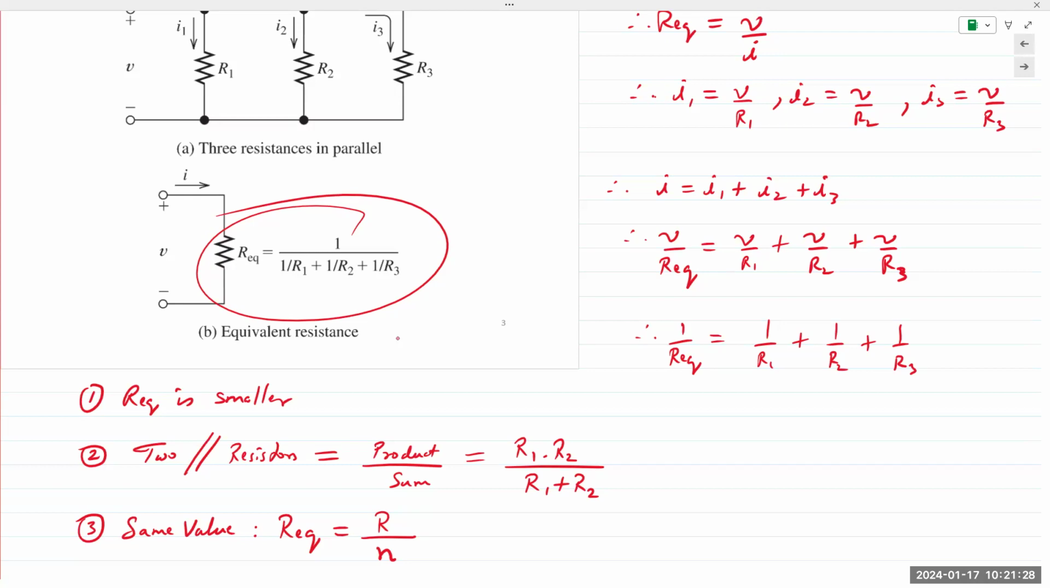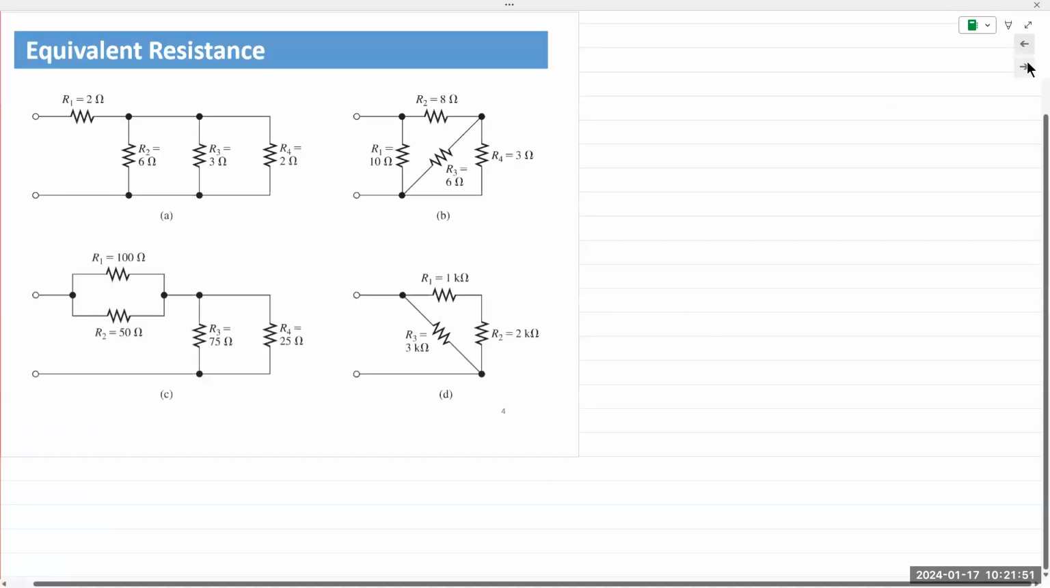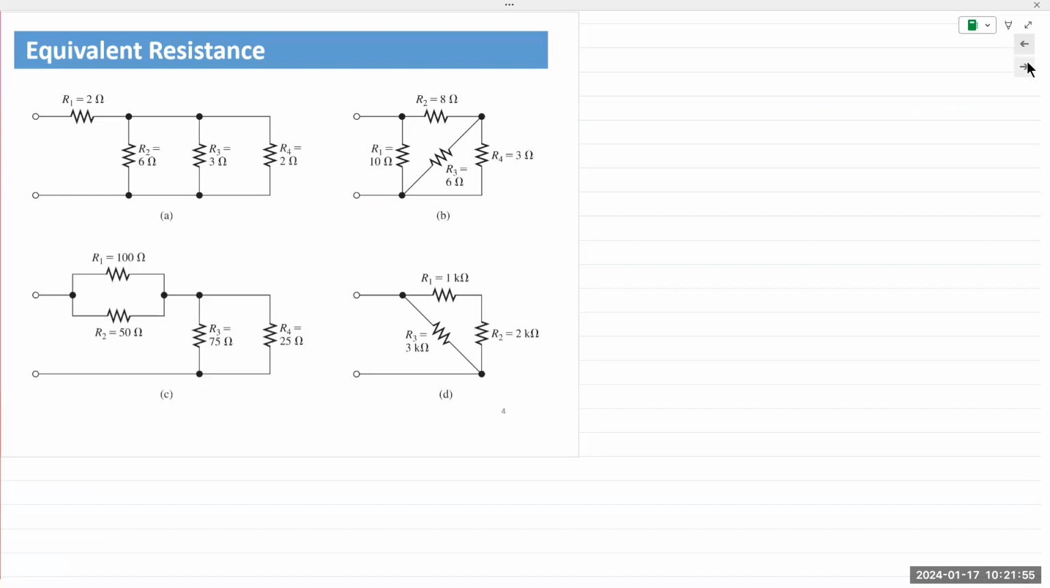So again, no matter how many resistors you have in parallel, if they all have the exact same value, it is simply that value divided by n, the number of those resistors. There's 3 things to keep in mind. Okay, so baby steps completed. We'll move on to a larger analysis technique, which is finding the equivalent resistance if you have multiple resistors in that network.